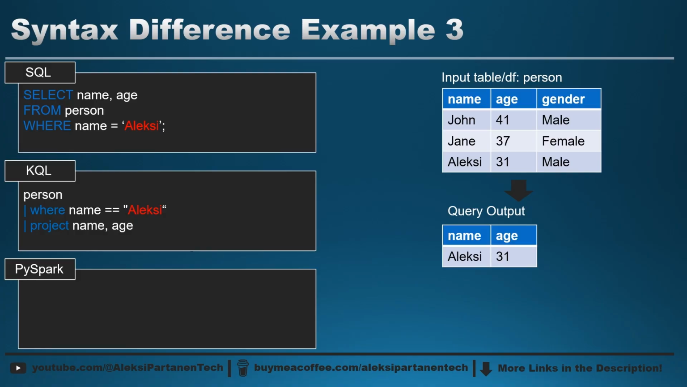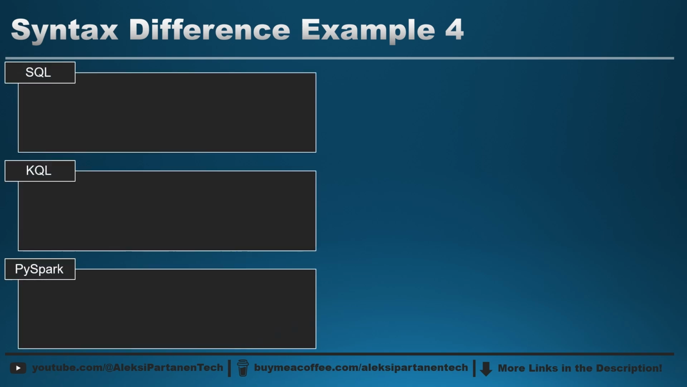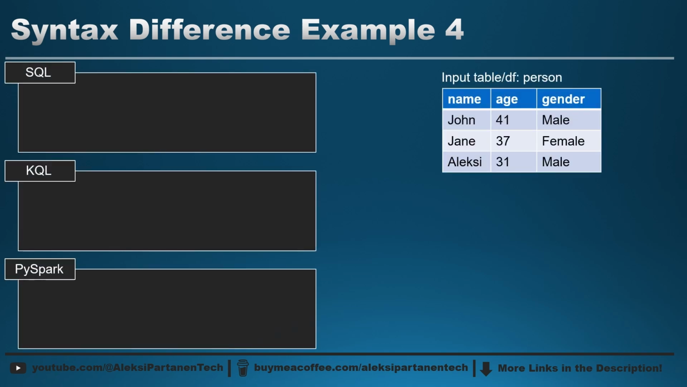With KQL, we can achieve this by using the where operator that works in a very similar way to SQL and then project the columns that we want to our output. In PySpark, we can use the filter function to filter name column in the person data frame and then selecting the columns that we want to the output. Also with PySpark, there are multiple different ways how this same result can be achieved, and now I'm just showing one of those here. In the next example, we are going to cover ordering our output rows with these languages.